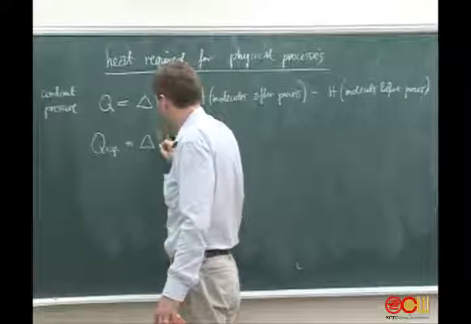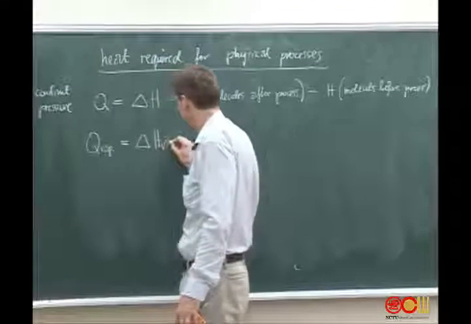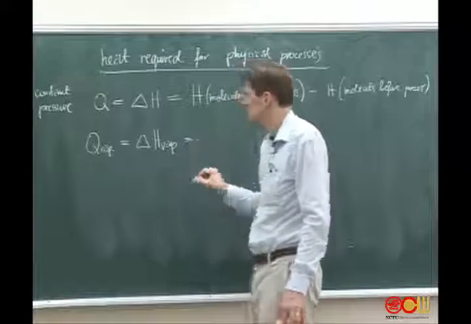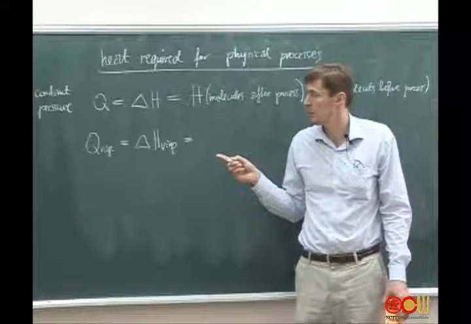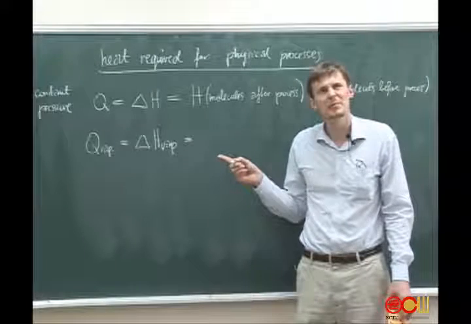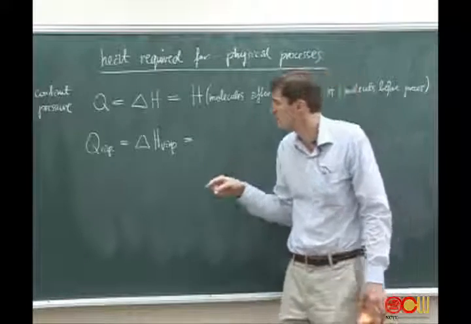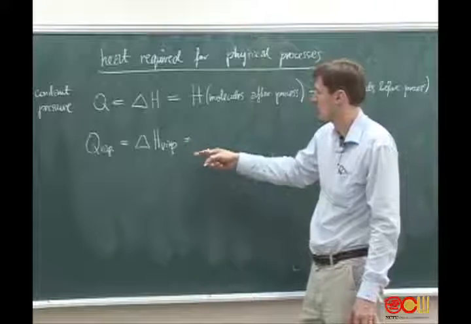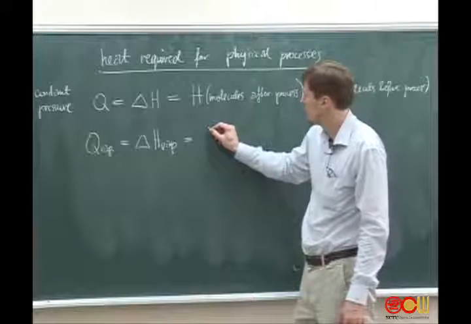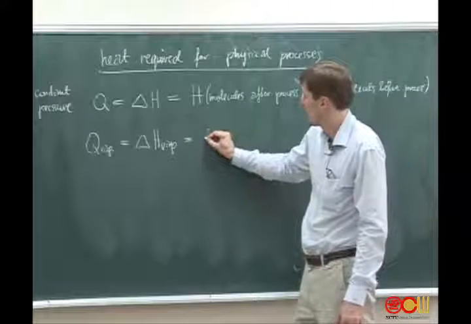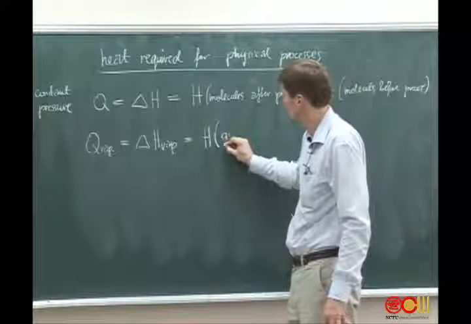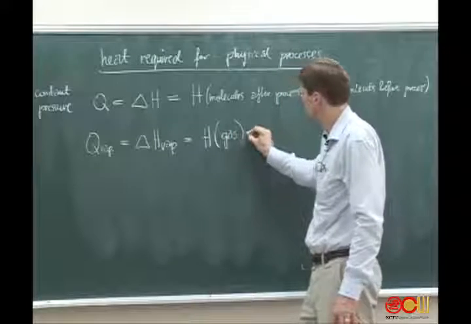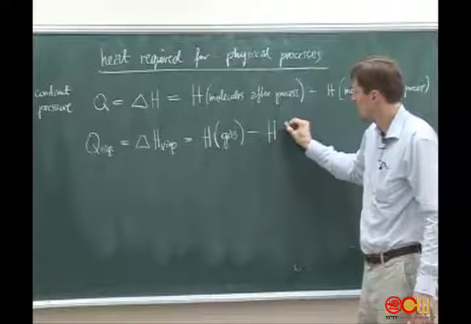It's called enthalpy of vaporization. Notice that it doesn't make sense to speak about vaporization at constant volume. No, maybe it makes sense. Okay, skip this. So we have at constant pressure the vaporization. There would be the enthalpy of gas minus the enthalpy of liquid.